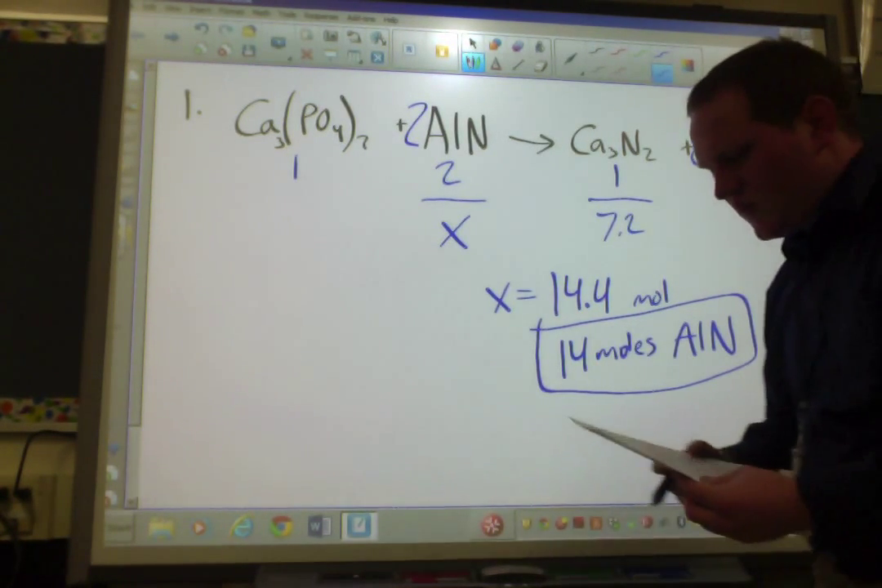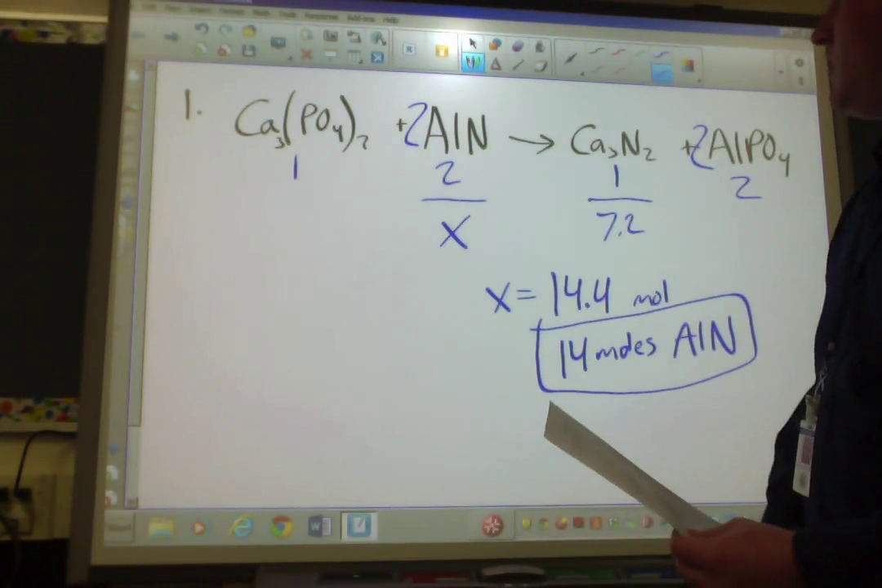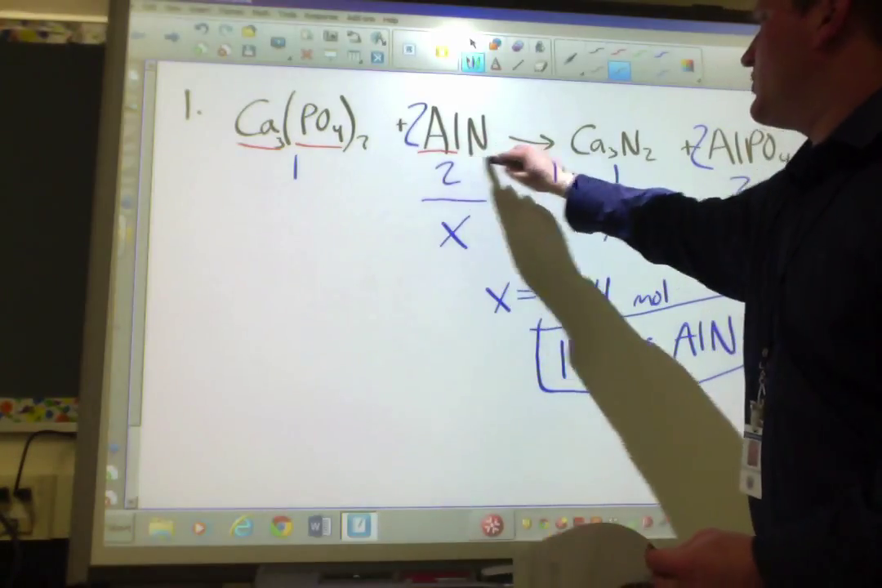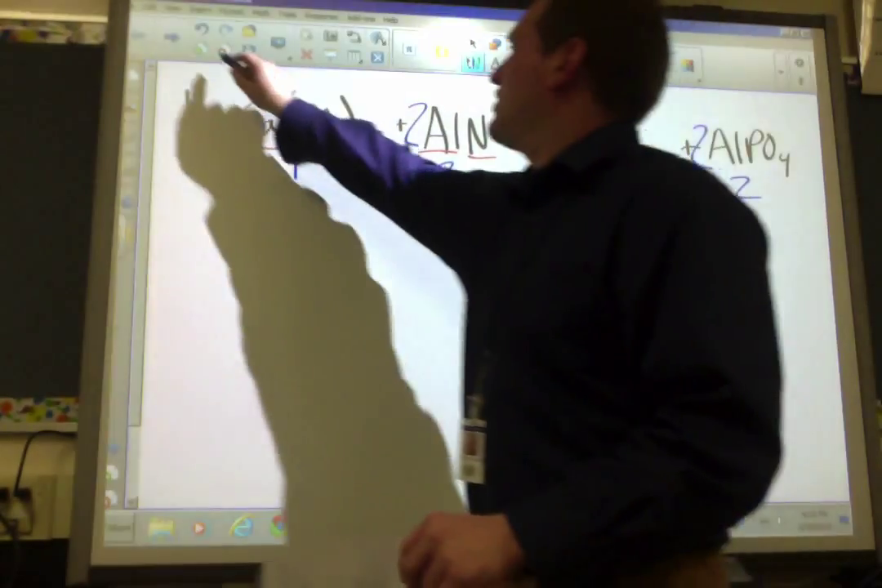Alright. By the way, type of reaction, double replacement. We have 4 species: calcium, phosphate, aluminum, nitride. Switch places.